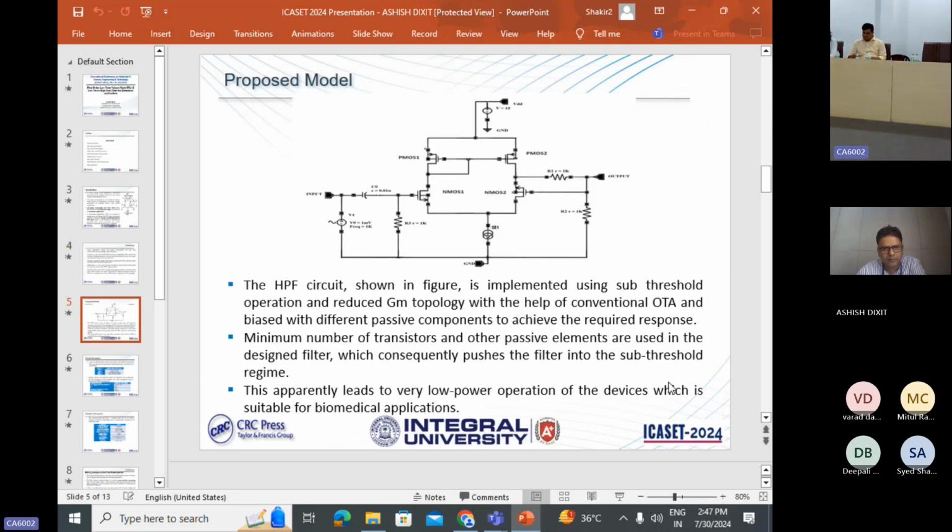Next slide, please. This is our proposed model. This is basically a high pass circuit implemented using sub-threshold operation. Here we use sub-threshold operation in order to reduce the power dissipation, and we use reduced GM topology in order to reduce the cutoff frequency. A minimum number of transistors and other passive elements are used in this filter design, which ultimately reduces the power dissipation. This leads to very low power consumption of the device, which is suitable for biomedical applications. Next slide, please.